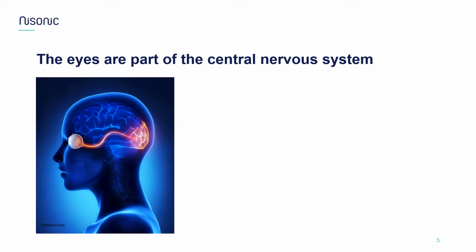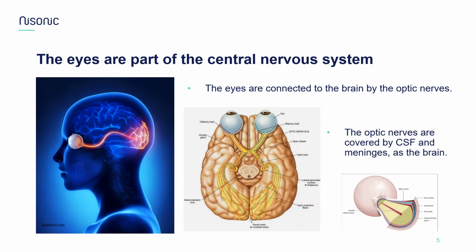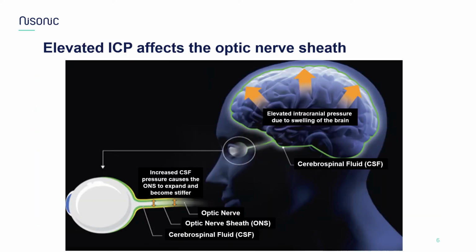To understand the physiology that provides the basis for Nisonic methods for detection of elevated intracranial pressure, we need to look at the anatomy of the central nervous system. The eyes are directly connected to the brain by the optic nerves, and in fact the nerves are covered by CSF and layers of meninges as the brain. The meninges of the optic nerve are commonly referred to as the optic nerve sheath. The brain is covered by CSF and the meninges, and the CSF is also present in the layer between the optic nerve and the optic nerve sheath.